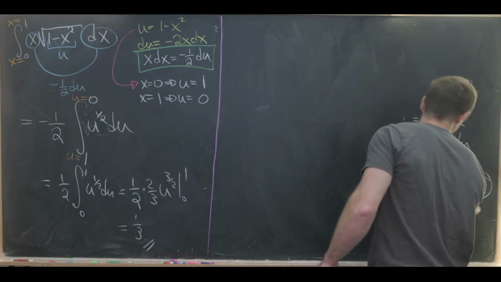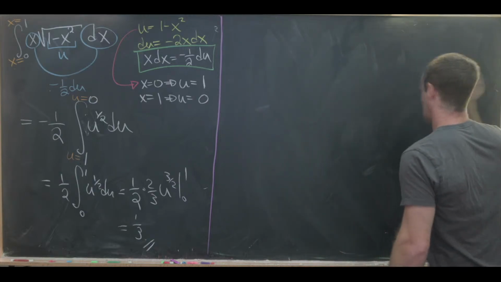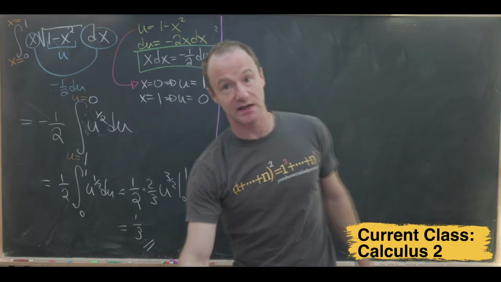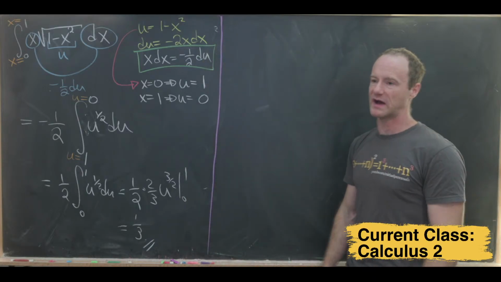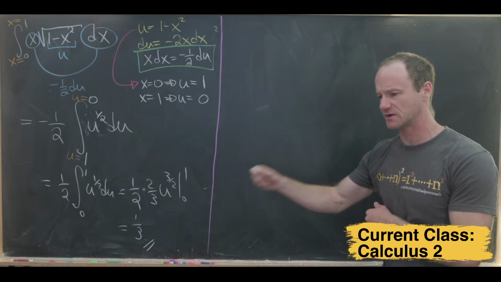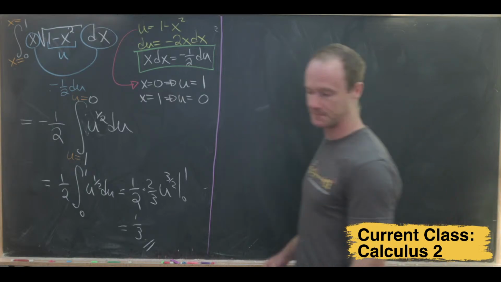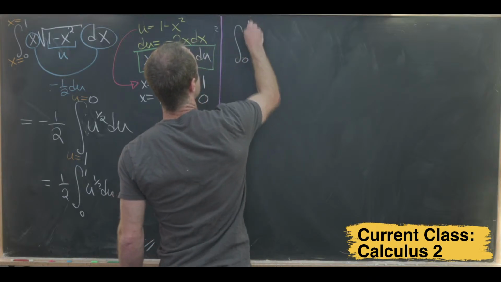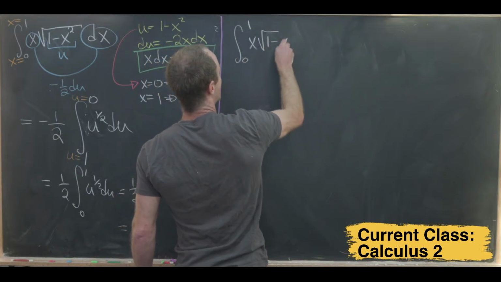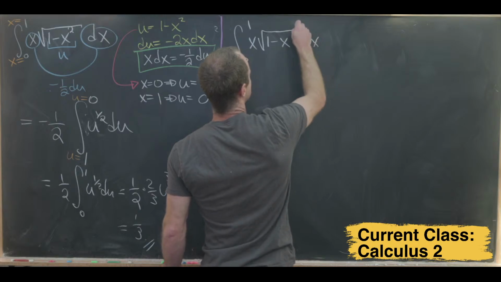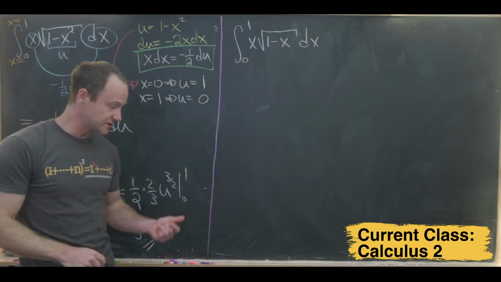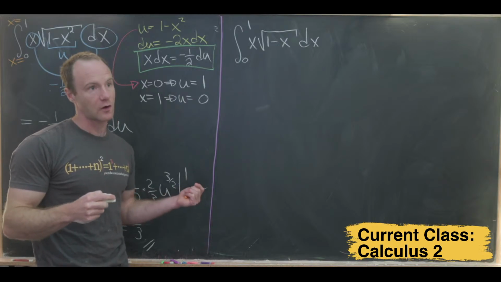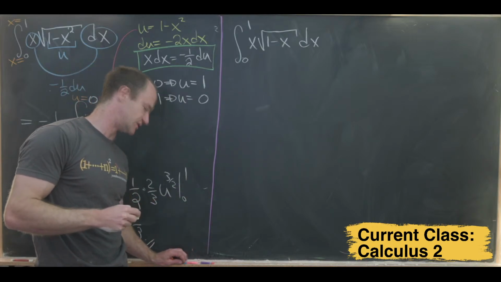Okay, so let's do one that looks pretty similar, and is potentially simpler, but is often missed more by students because it requires a little bit more fiddling. So let's look at the integral from 0 to 1 of x times the square root of 1 minus x. So no squared there. This is not quite the same type of u substitution.